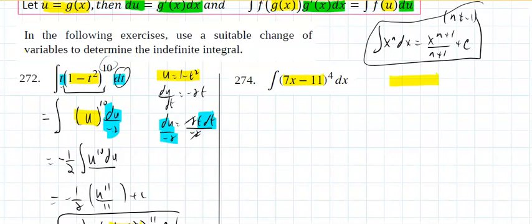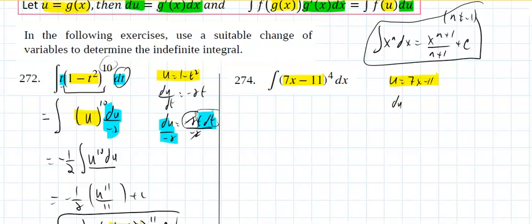Well, let u equal the inside of a power function. Now, most of the time you're going to be off by a constant. I mean, this part will look exactly like that. You're off just by a number. You could divide both sides. It can't be a variable. It has to be a number. If it's a variable, then that's the next semester. Then we use integration by parts.